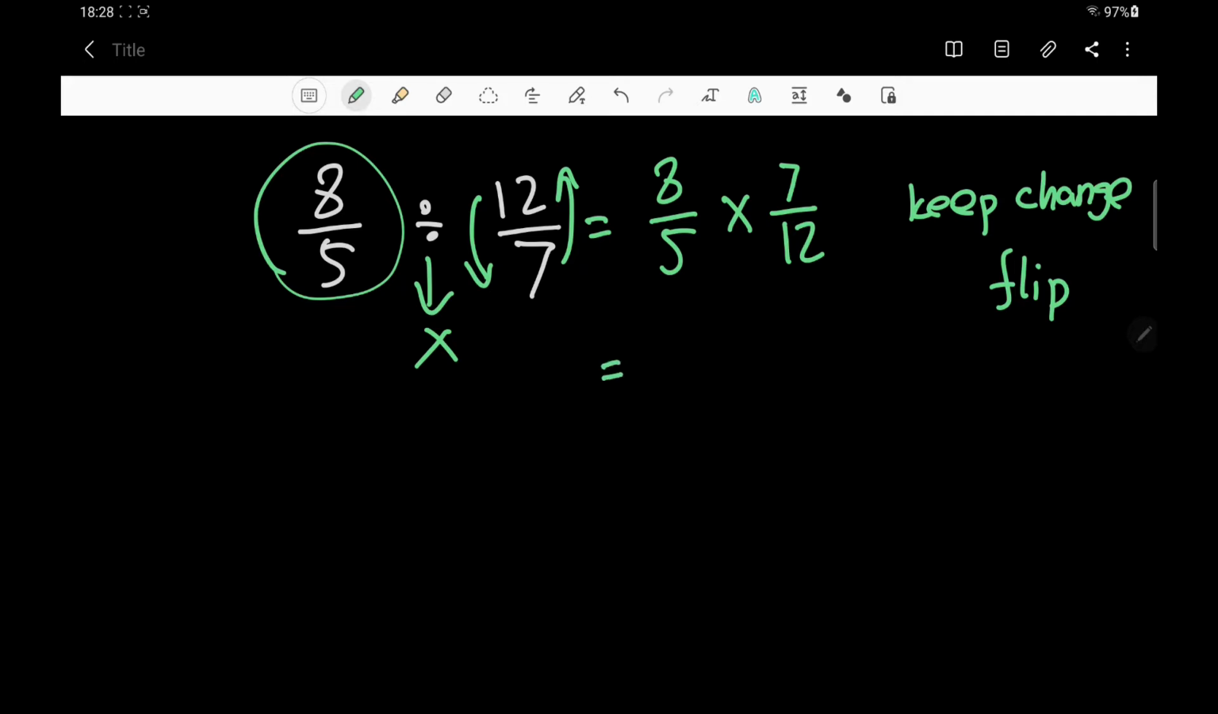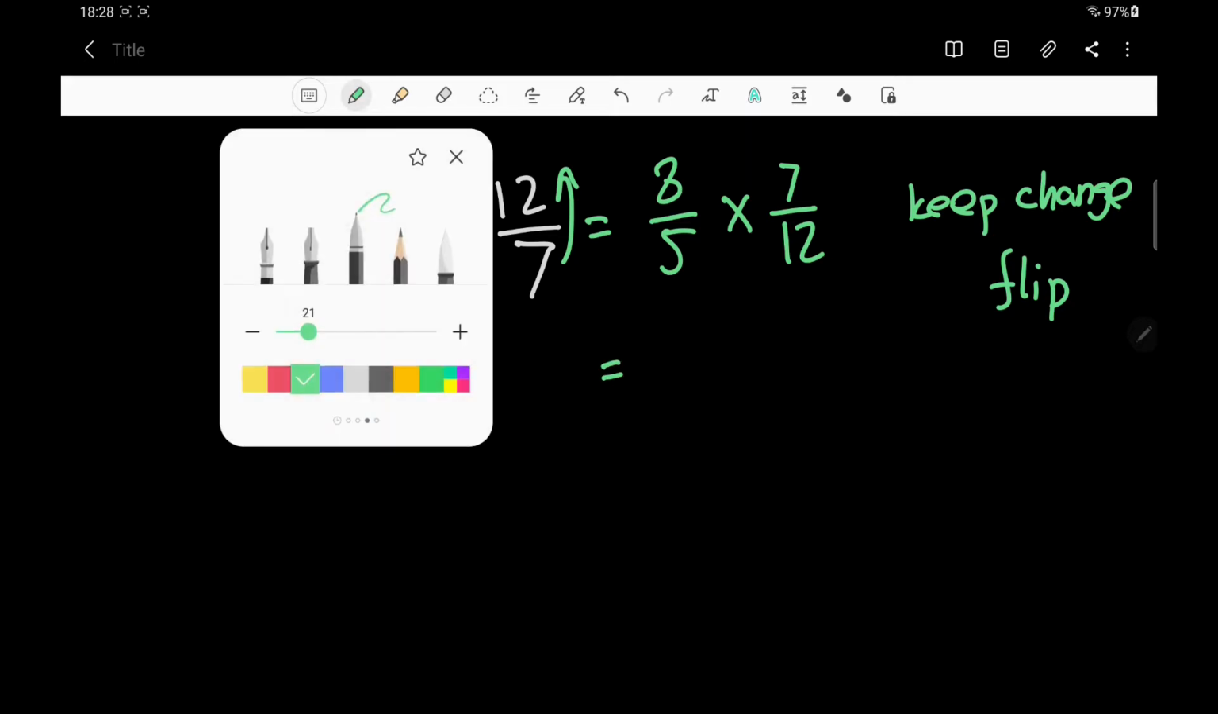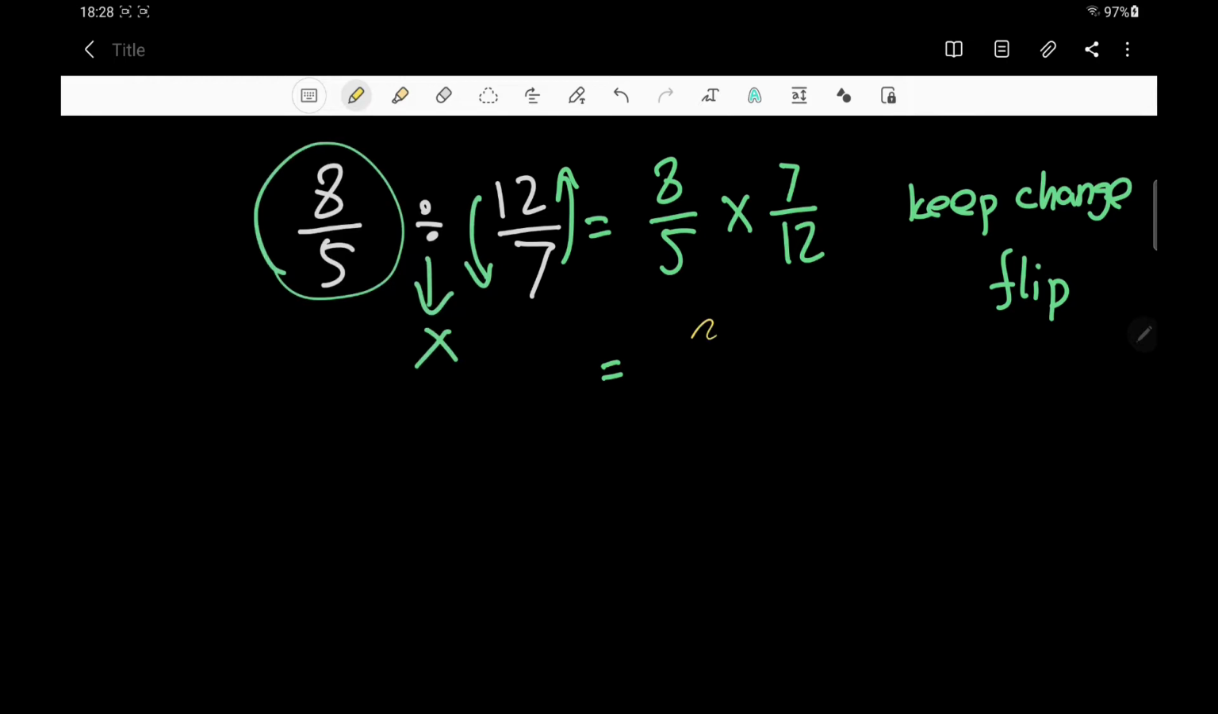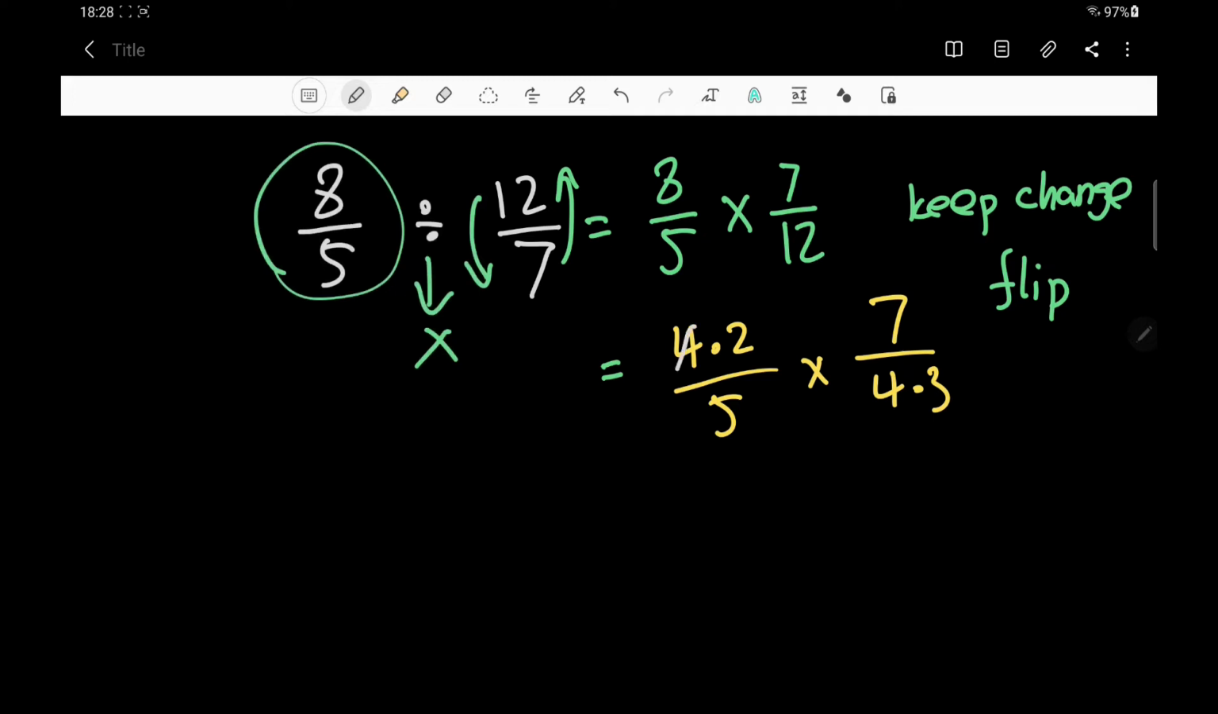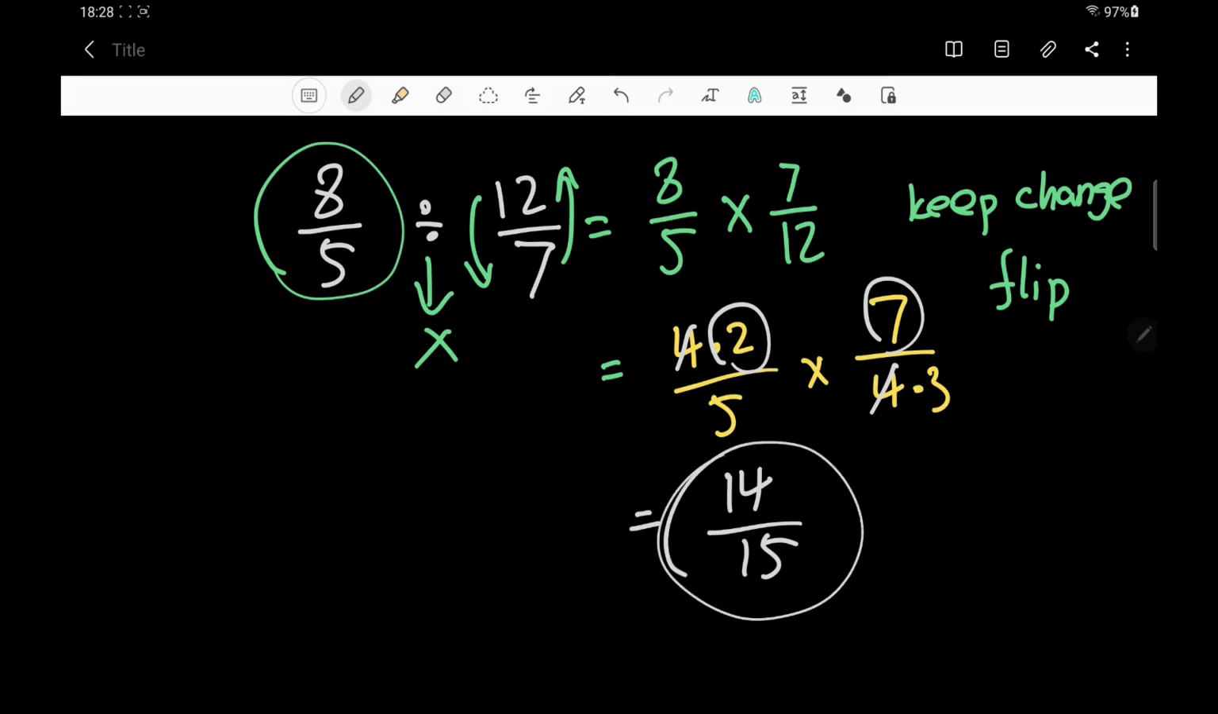Now you can do 8 is basically 4 times 2 over 5 times 7, and 12 is basically 4 times 3. Now you may do some cancellation here. You can cancel a 4. All right, so let's multiply 2 and 7. What is 7 times 2? Which is 14. And 5 times 3 is 15. So this is going to be our final answer.